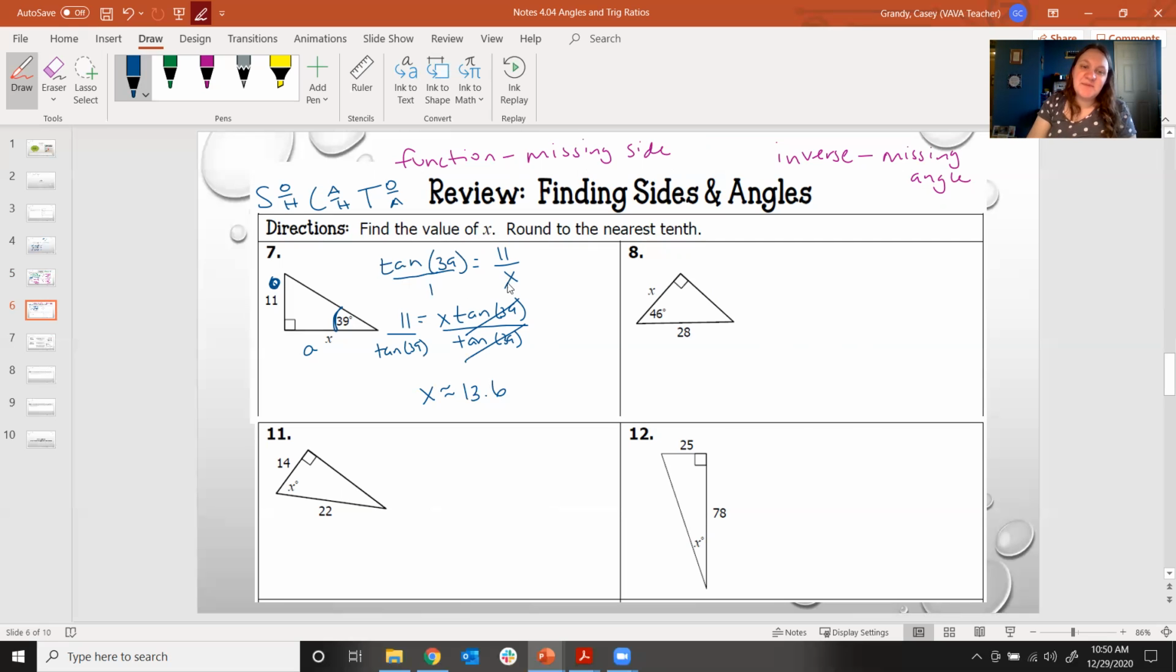So if x is in your denominator, you're going to have to do a little bit of dividing in that second step, which is fine.